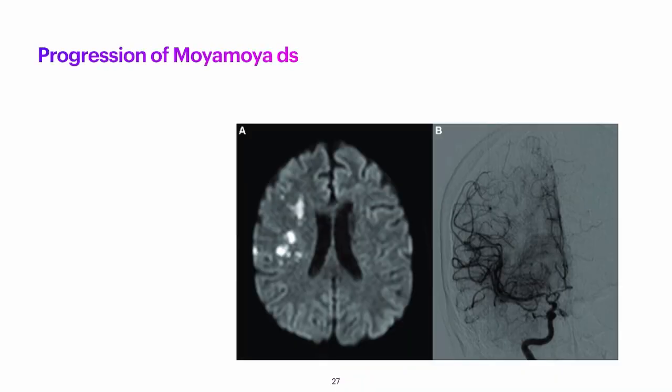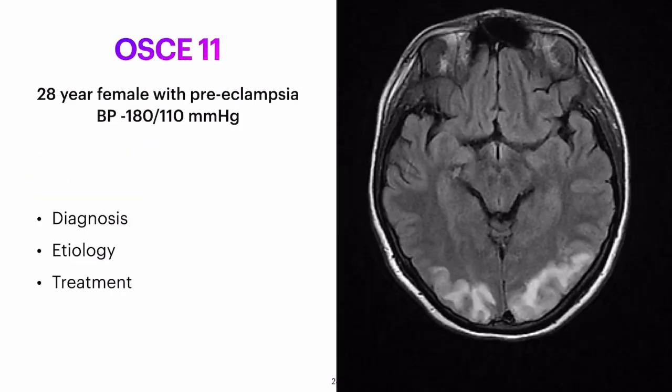How does moyamoya disease progress? It can cause infarct as well as bleed in the patient. 11th, a 28 years old female came with complaint of preeclampsia with a BP of 180 by 110. You get an MRI of the patient. You see this image. You have to tell the diagnosis, etiology, and treatment.